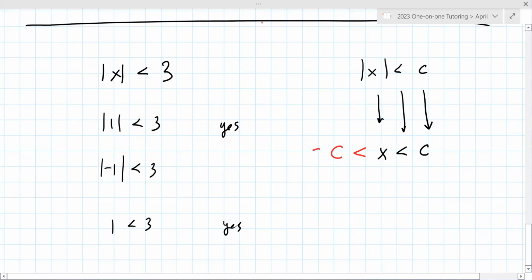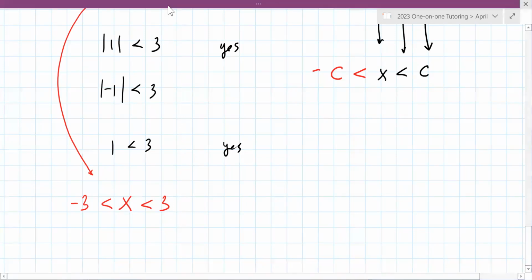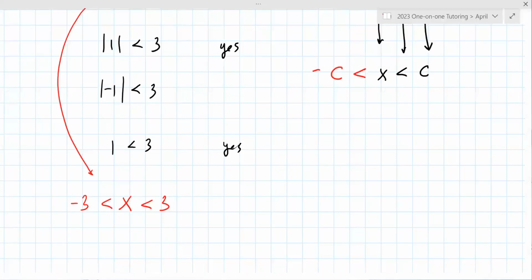Okay, so now let's look at yours. What would that do here? You would have x less than 3, and then over here you'd have -3 on the left. And this says it's all the numbers between -3 and +3. Right. Okay. I get that. All right. So not too bad.